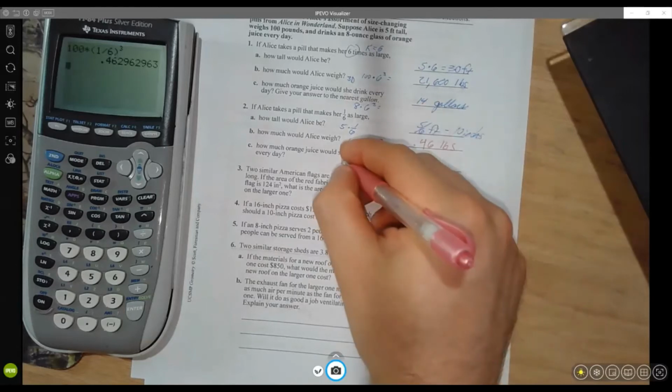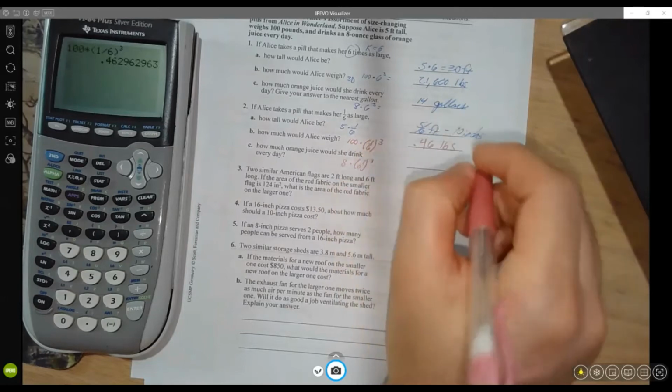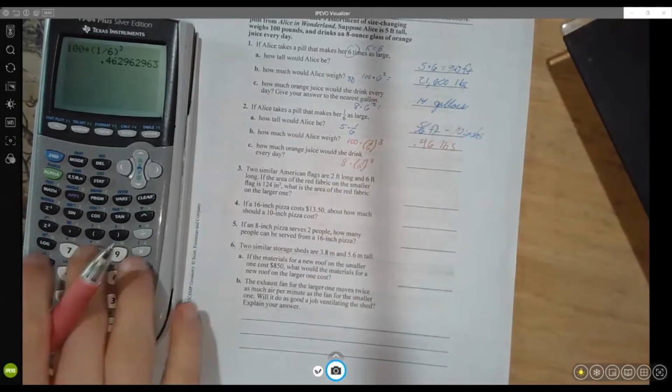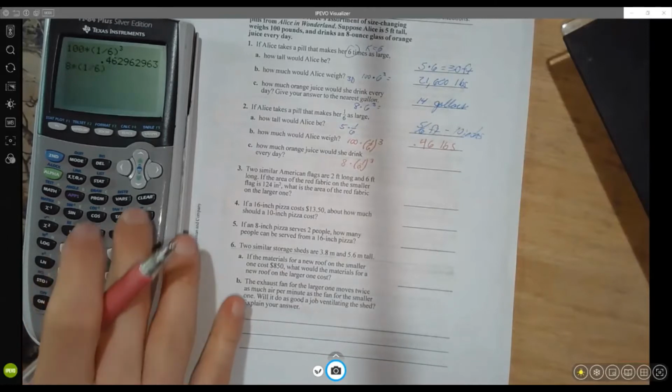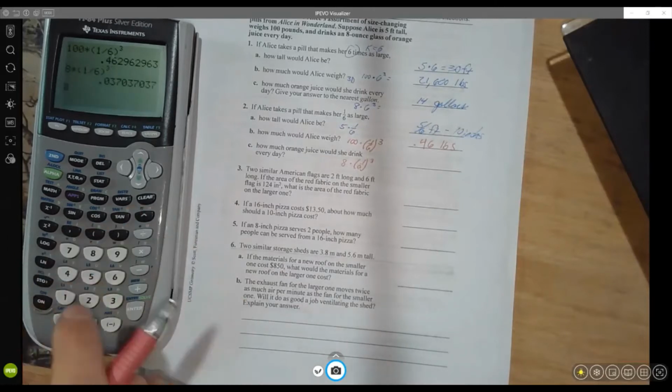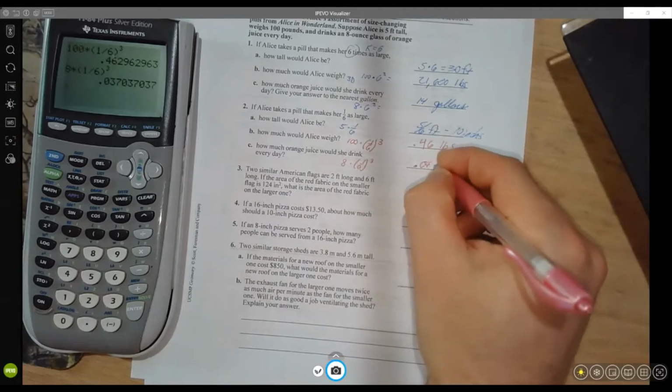Orange juice, 8 times 1/6 cubed. Well, if she only weighs half a pound and she's only 10 inches tall, then she just can't fit that much orange juice in the old system. So this would be 0.04 ounces.